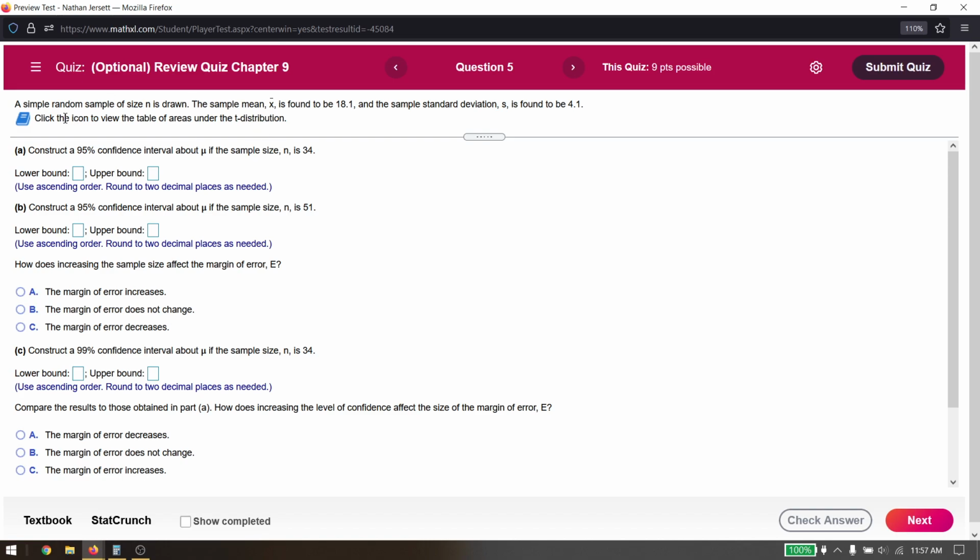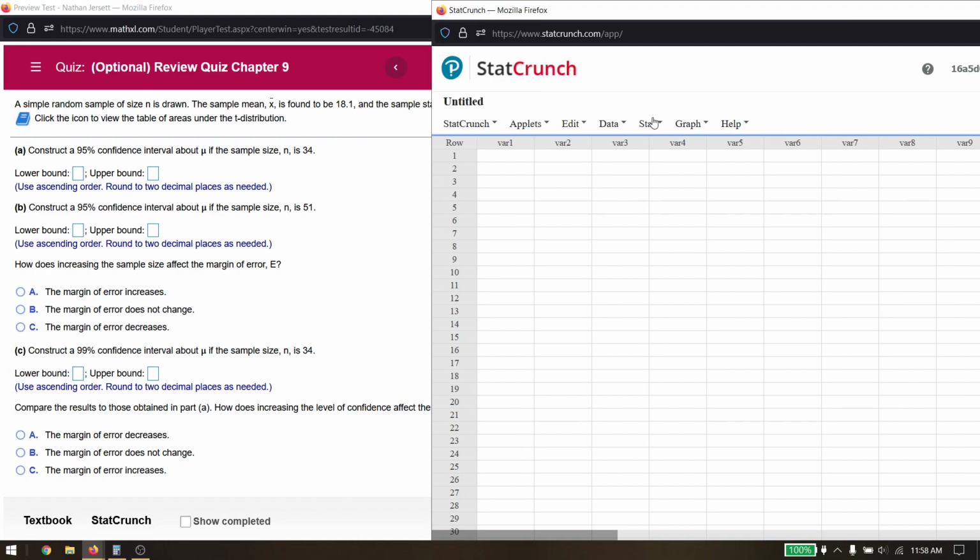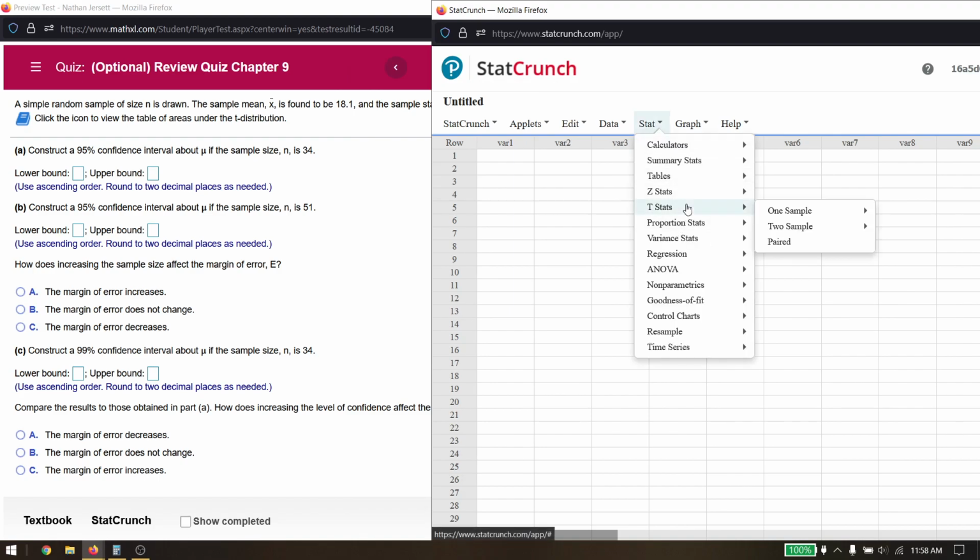Okay, so this one is now the change from proportions, which we were just doing, to random samples with sample means and standard deviation. So now we're looking at the t distribution instead of the z distribution. So construct a 95% confidence interval. Well, StatCrunch. Now we want Stat, T Stats because of the setup that we're having. And we have the summary of the data.